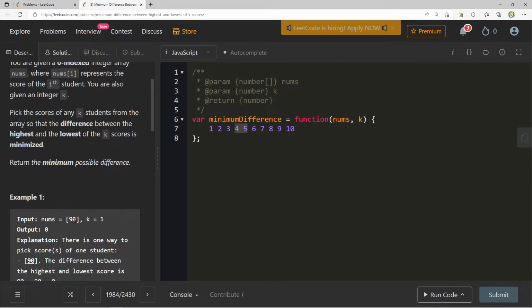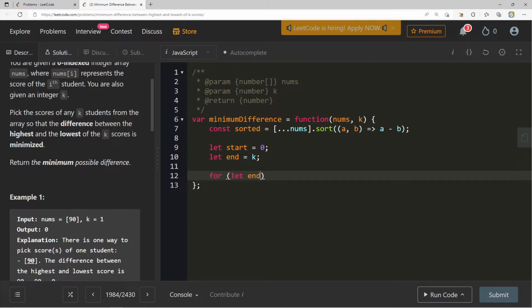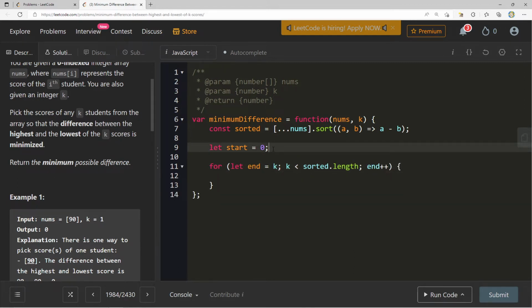Yeah, there's got to be a nice way to do this, but I'm thinking of sorting this, doing something like const sorted equals nums dot sort a minus b, and then trying to create that window where I can have let start equals 0, let end equals k, and now we can say for let end equals k, k less than sorted dot length, end plus plus. So we can do this.